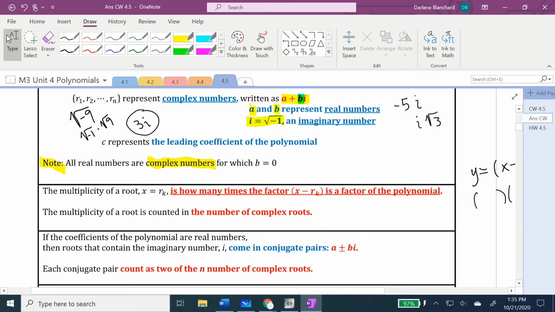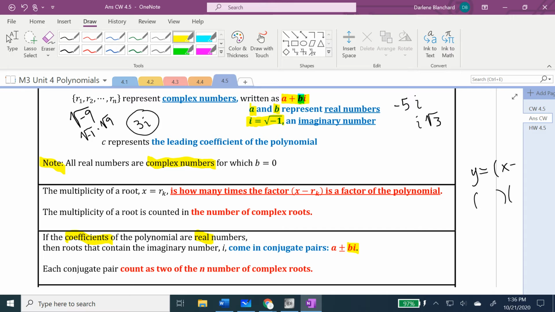Now, here's something you need to know. If you have an imaginary number as one of your roots, but your polynomial has real number coefficients, so if the coefficients of the polynomial are real numbers, then every time you have a number with i in it, it has to have its conjugate partner for your polynomial to actually have only real coefficients.